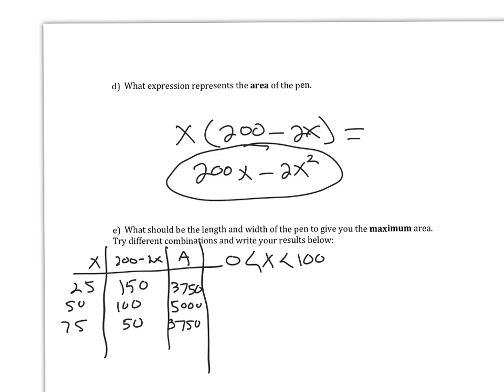So certainly 50 is a greater value than 25 or 75. Well, let's try 40, which would give us 200 minus 2x equal to 120. That would give us an area of 4,800. 60 would give us 200 minus 2 times 60, which is 80, which would also give us an area of 4,800. So it looks like we're zeroing in on the middle value between 40 and 60 as our maximum. You can confirm that if you try 51 and 49, you'll see that you get values that are slightly less. So 50 is going to give us our maximum value.